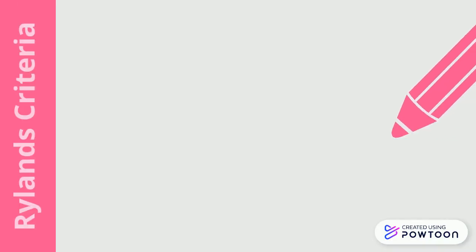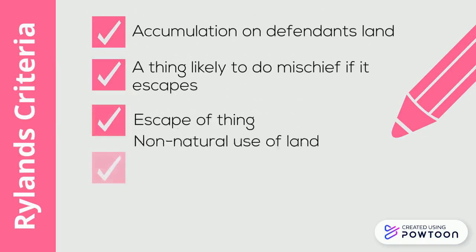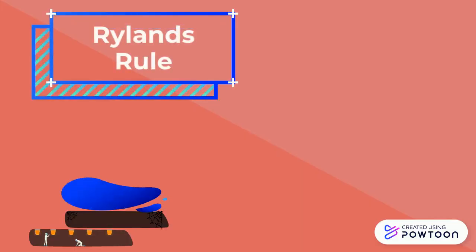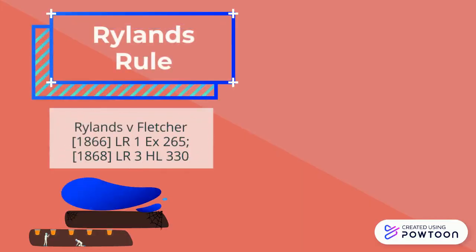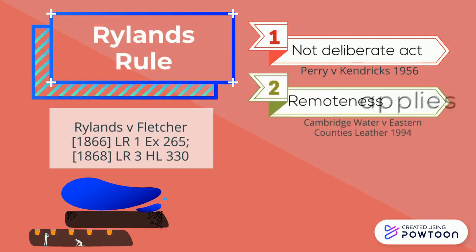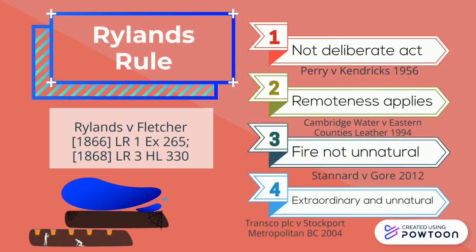5 factors must be satisfied to determine if the case is of a Rylands type: accumulation, mischief, escape, non-natural use of land, and not too remote. The rule in Rylands has been clarified over time. It does not apply where a deliberate act of another has caused the damage. The remoteness rules are still very much at work. A fire does not count as unnatural, and the use of land must be extraordinary and unnatural.